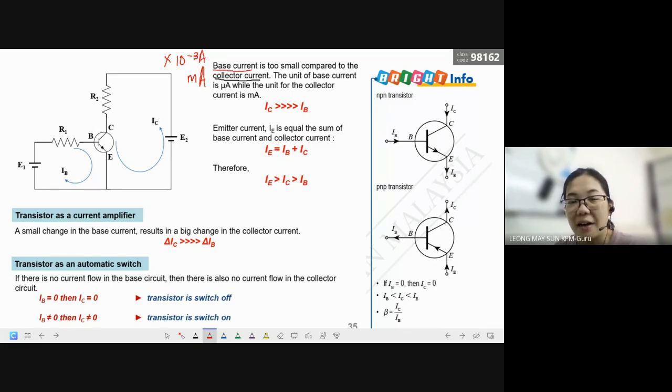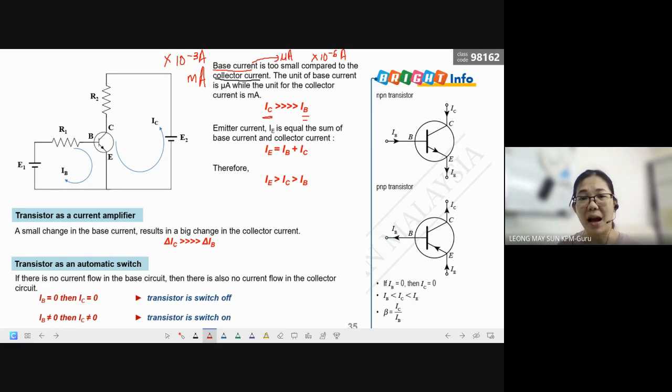For base current, we usually use microampere. Microampere prefix is times 10 to the power of negative 6 ampere. 1000 times smaller. So that's the reason why it says that base current is too small compared to collector's current, because it's 1000 times smaller. All right. The unit of base current is microampere, while the unit for collector's current is milliampere. So collector's current is very, very big compared to the base current.